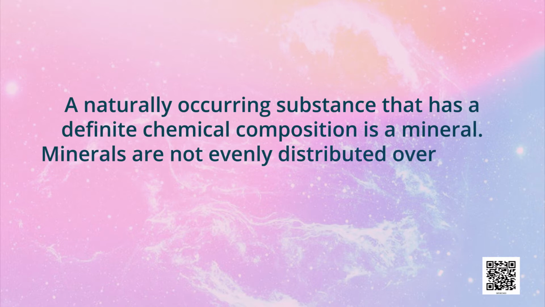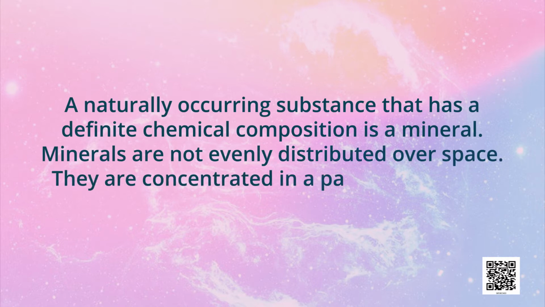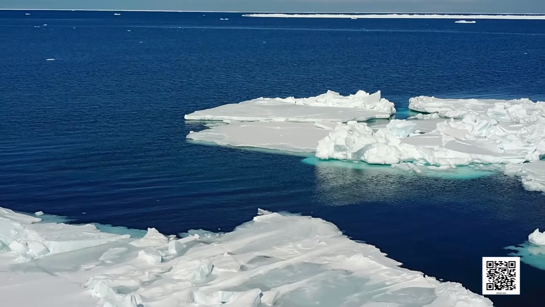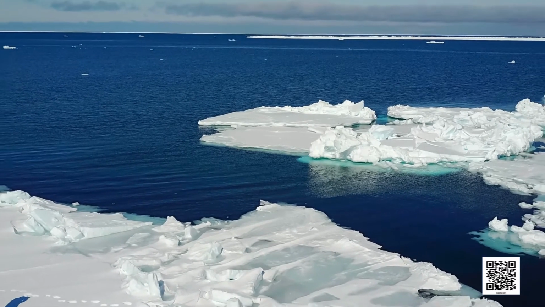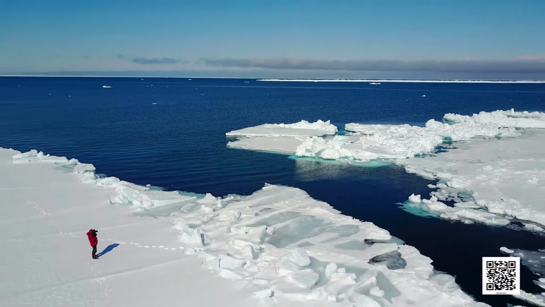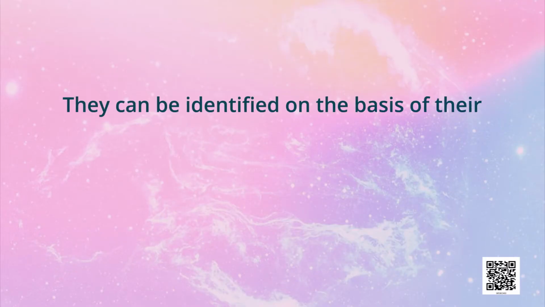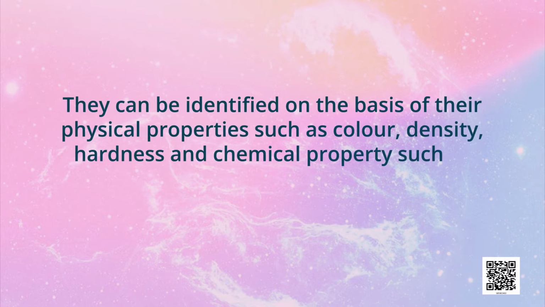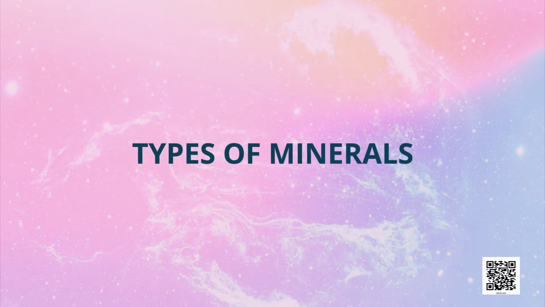Minerals are not evenly distributed over space. They are concentrated in a particular area or rock formations. Some minerals are found in areas which are not easily accessible, such as Arctic Ocean bed and Antarctica. Minerals are formed in different types of geological environments under varying conditions. They are created by natural processes without any human interference. They can be identified on the basis of their physical properties such as color, density, hardness, and chemical property such as solubility. So, what are the different types of minerals?